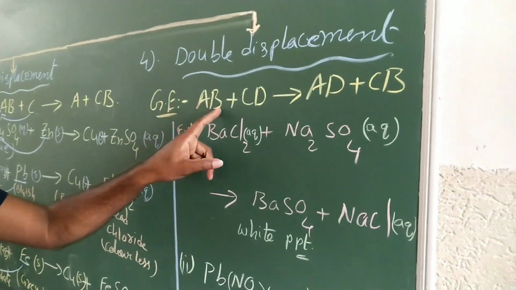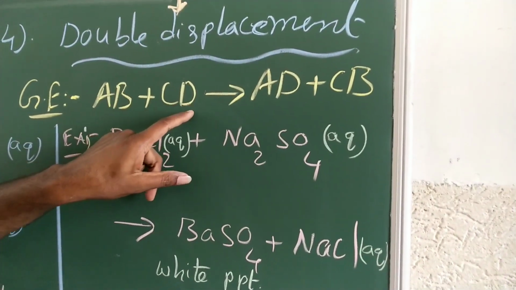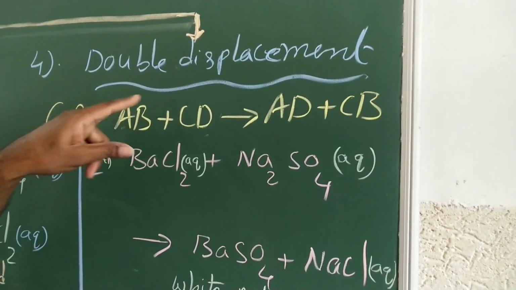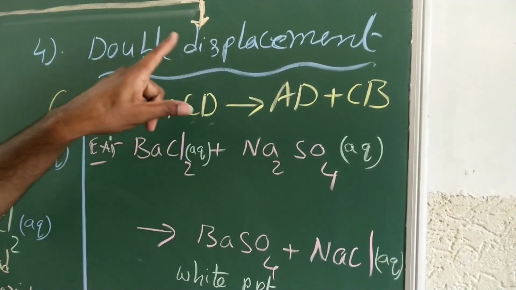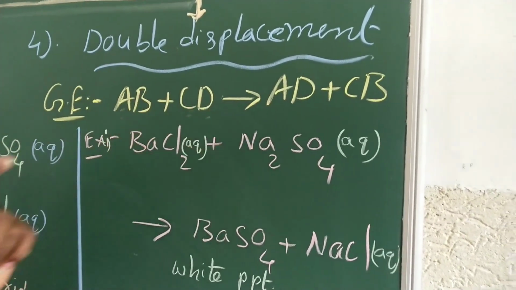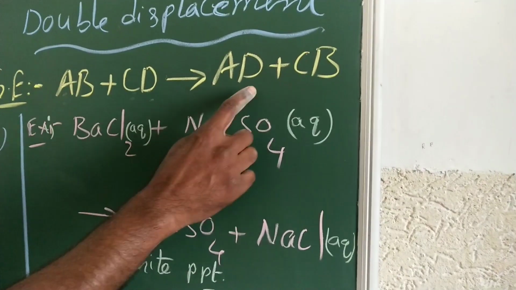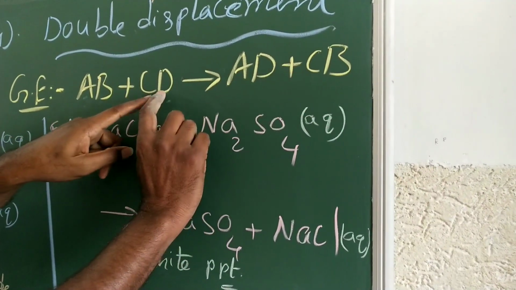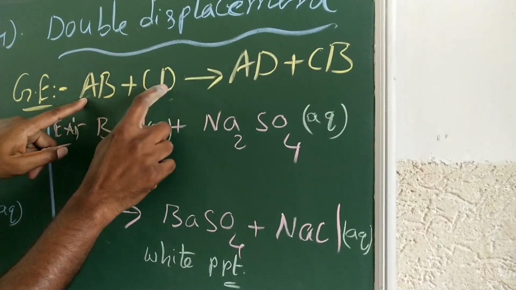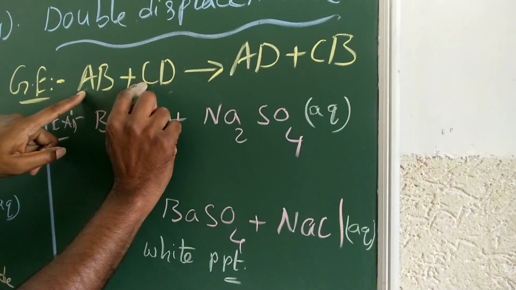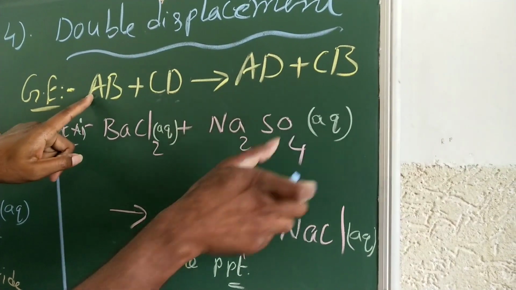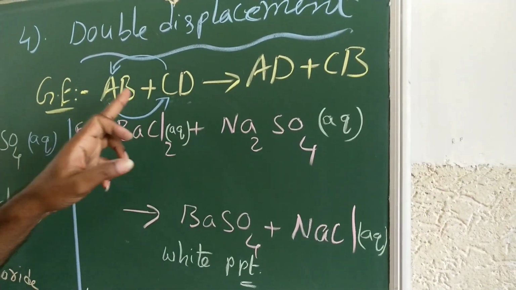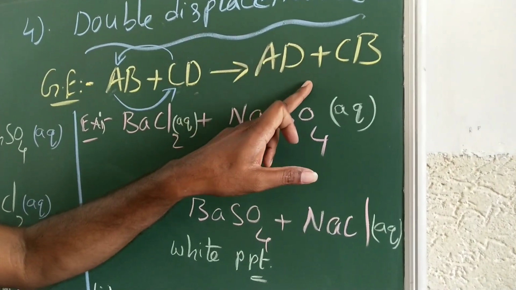That means AB is a compound and CD is the other compound. When these two are combined together, the position of A will go to the position of C, and C will come back to the position of A. See here, C is coming back to A. Along with B, C is settled, and along with D, A is settled. A is going to the place of D in place of C, and C is coming to the position of A. That's why it is called a double displacement reaction.